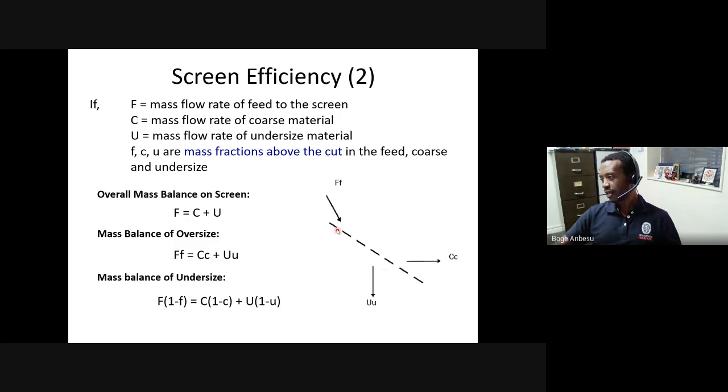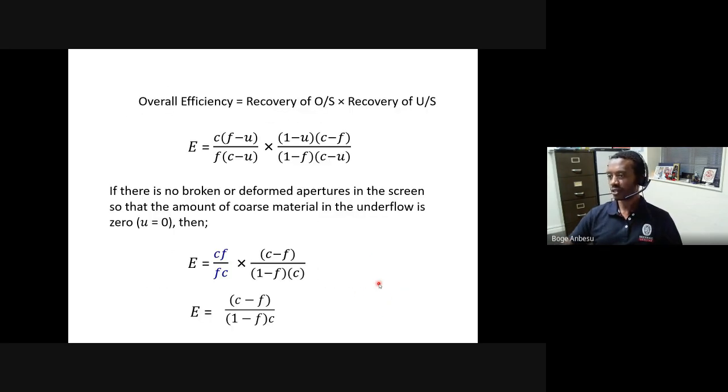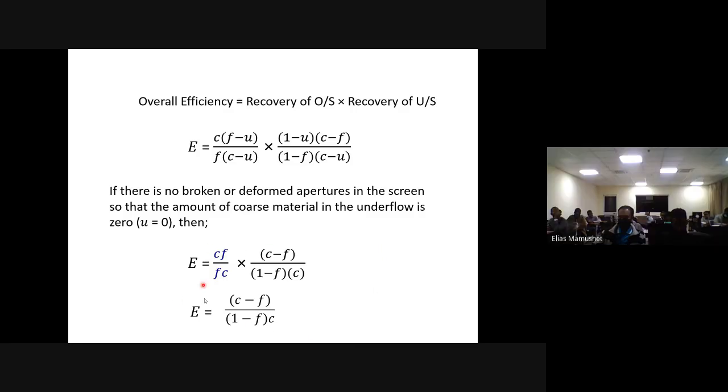And if you look here, you can assume, if I say actually my screen is very intact, there is no breakage or no deformation on the screen surface. We're basically saying oversizes shouldn't go here. If particles are coarser than, as I said earlier, 50 millimeters, they shouldn't come here. So you can say actually the u here can be taken as 0. No oversizes in the fine portion. If that's the case, you can simplify this equation into this one here.